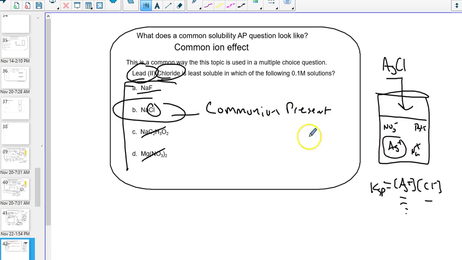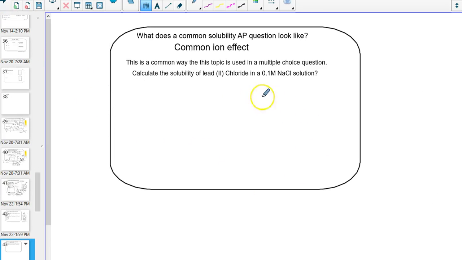Okay? There's a math side of this as well. Here's the math on this thing. Alright, common question. Also used multiple choice wise. Calculate the solubility of lead(II) chloride in 0.1. Okay, so first, we need the Ksp for this thing, and I don't see it on here. I'll have to get it later. But it's how it works out.